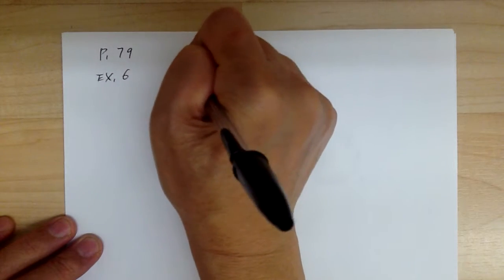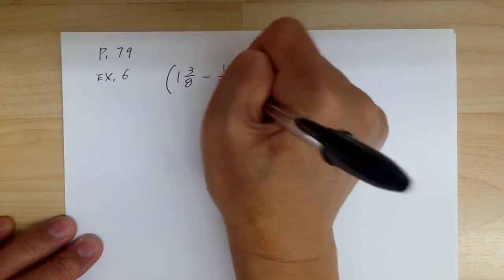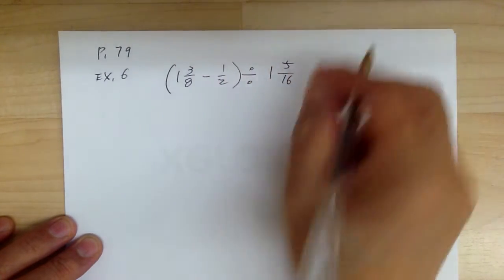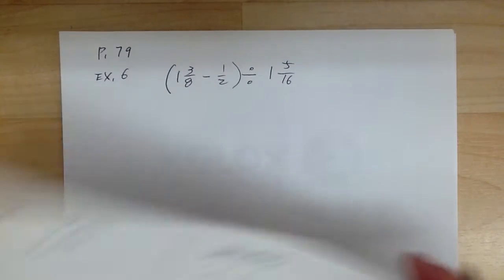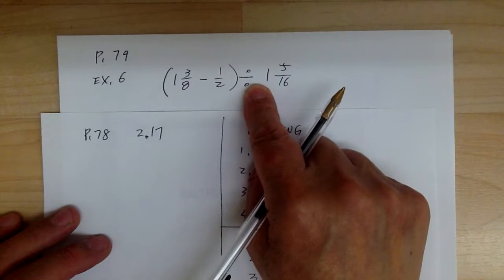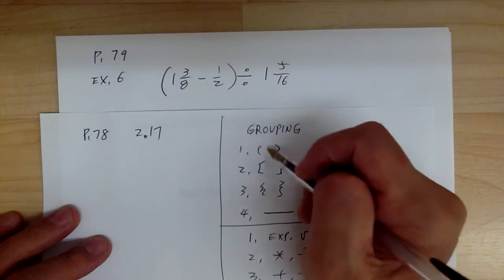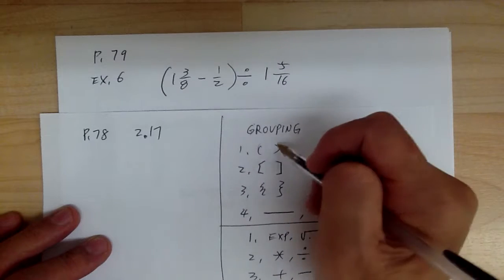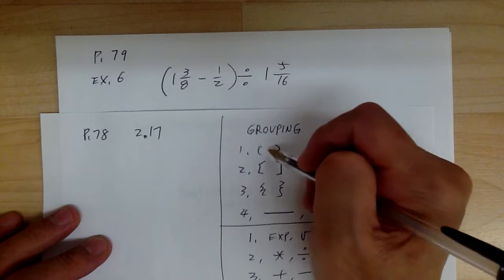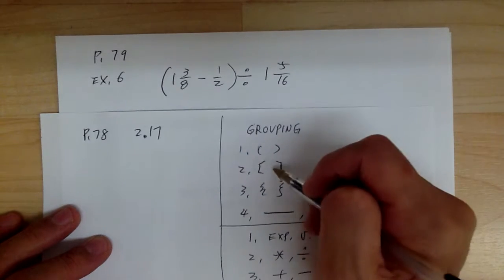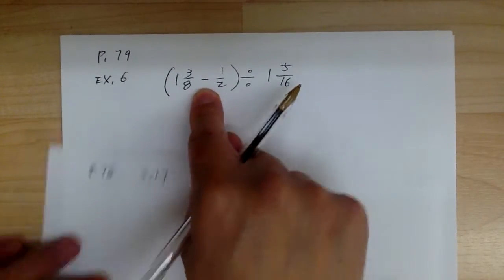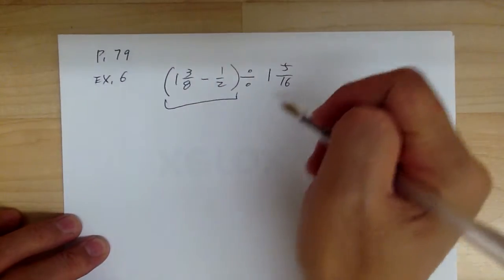Yeah, parentheses 1 and 3/8 minus 1/2 divided by 1 and 5/16. So now, again, if you go on your order of operations, even though this is subtraction and this is division, these have parentheses around them. So you have to do the grouping first, right? Again, this comes first. Within each of these, you have to do steps 1, 2, 3 in the parentheses, in the brackets, and in the braces, and so forth. So this part has to go first before you do anything else.